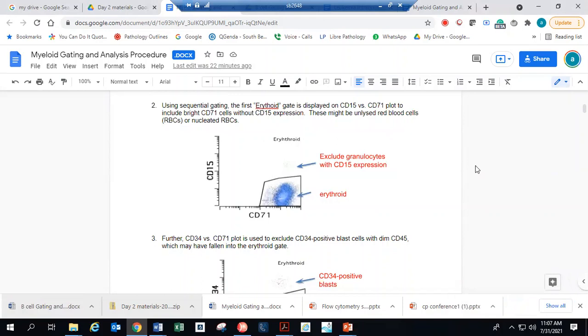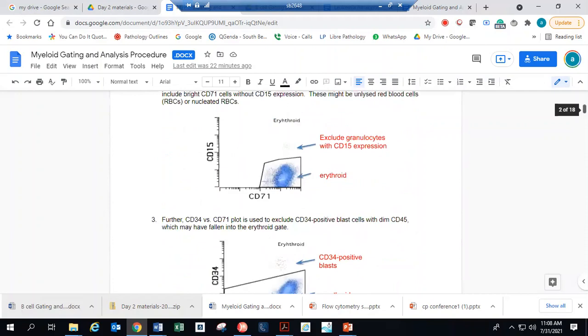The other thing is that the erythroid is displayed on CD15 versus 71 to include bright CD71. So again, bright CD71. Remember that you don't have to gate it the whole way. That is, do not take the 15 into account, because the 15 will have the granulocytes. So as I told yesterday, 15 and 16 are more mature granulocyte markers, right? So exclude those granulocytes in your gating.